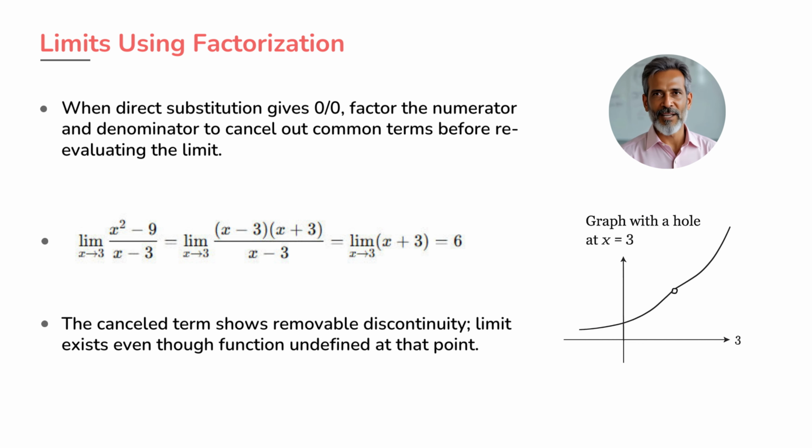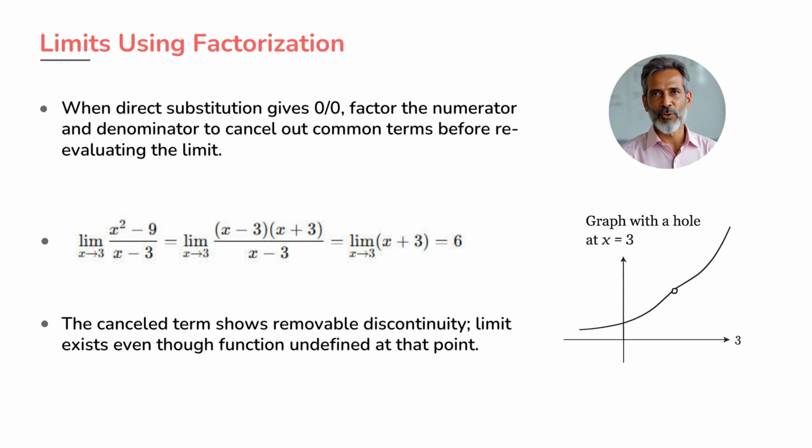Let's build on that idea with another example highlighting removable discontinuity. When direct substitution again gives the indeterminate form 0 over 0, factorization can often help by revealing common terms that cancel out. For instance, take the limit as x approaches 3 of x squared minus 9 divided by x minus 3. Written mathematically, limit as x tends to 3 of x squared minus 9 over x minus 3.